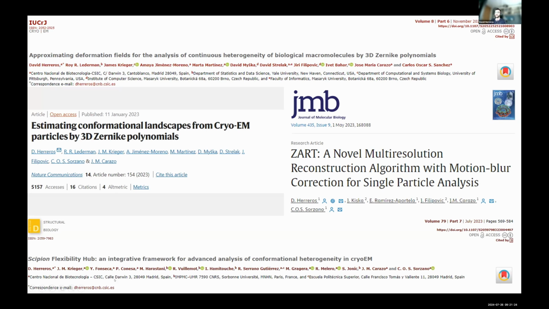And then I will be talking lastly about this Scipion Flexibility Hub, which, as I said, is an interactive framework. And the idea is to put here not only our software, but also software coming from other groups like Relion, CryoSPARC, CryoDRGN into a single place so that any user can use it in an easy way, with simple installation, and try to extract as much as possible from our data.